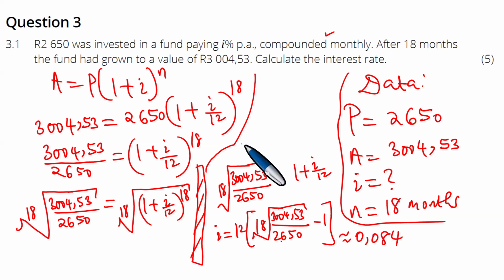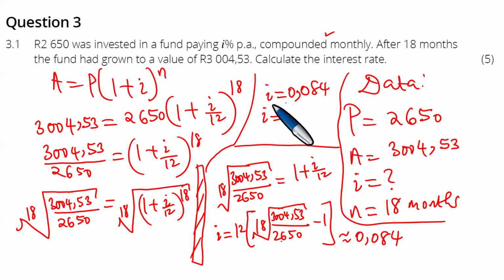So this can actually be the same as, if i is 0.084, you can write 0.084 and multiply it through by 100, two places, meaning it is 8.4%. And therefore, the 8.4% becomes exactly the interest rate.